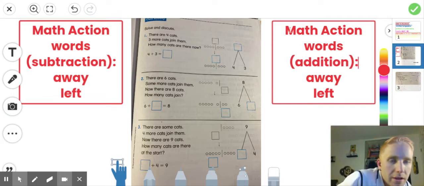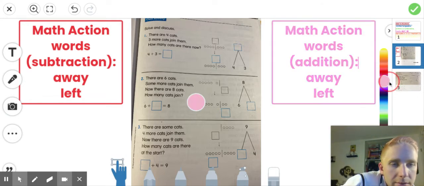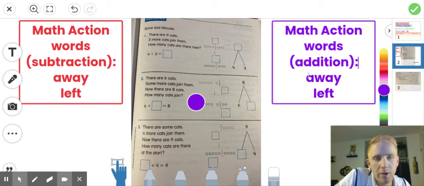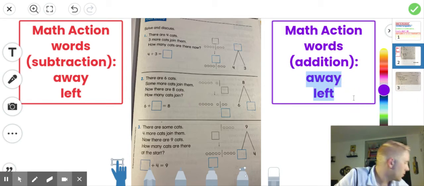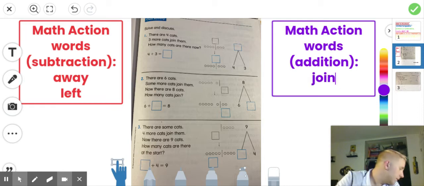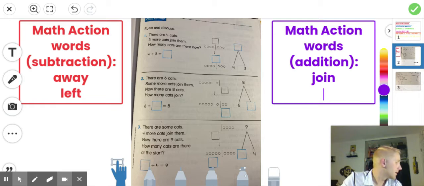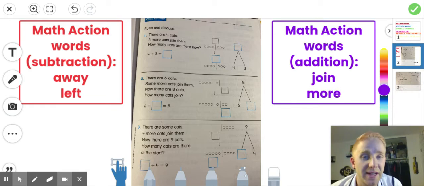Let's make these letters purple. And if you are going to see the words join or more, that's going to tell you that we're doing addition. So those are the things you're going to see today. So let's dive right in.